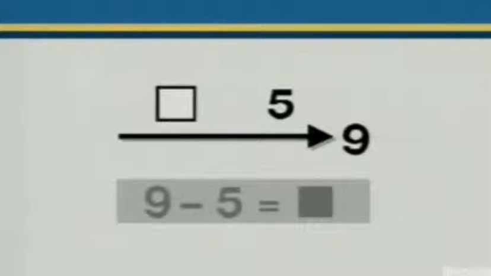Here's the next family that has a missing small number. Remember, we go backwards along the arrow. Say the subtraction problem for this family. 9 minus 5 equals how many?